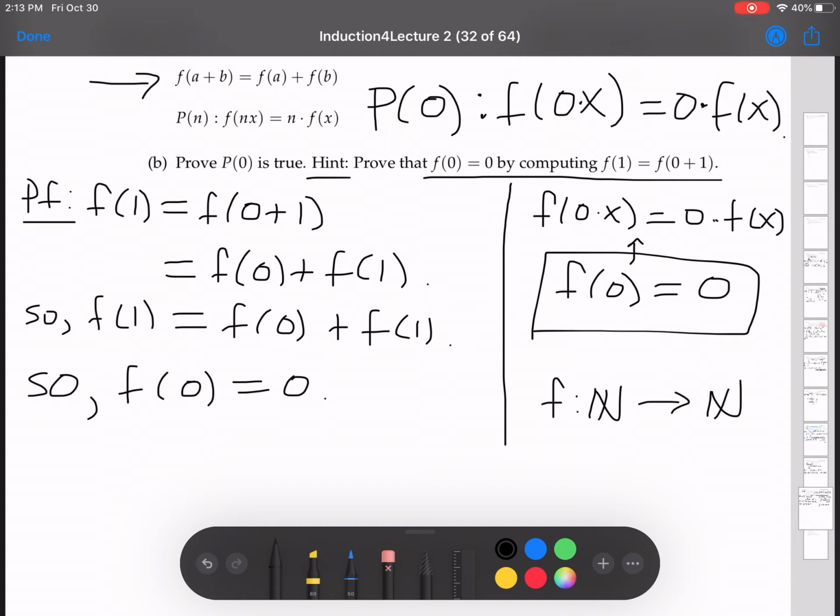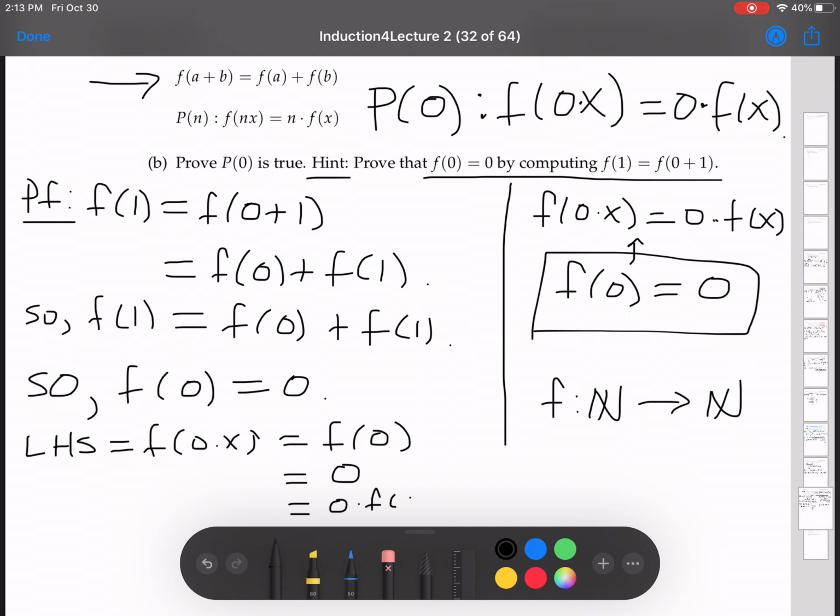Okay, so we established that f of 0 equals 0. Now, the left-hand side is f of 0 times x, which equals f of 0, which equals 0, which we just proved. Which is equal to 0 times f of x, which is the right-hand side.